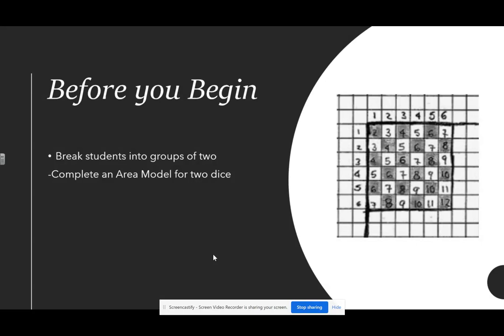I then would break the students into groups of 2. While in those groups, they would create an area model for the rolling of 2 dice. I will state that in order to make an informed decision on who they want to draft, they need to understand the numbers and probability. Once they complete the area model, I will have them discuss what the best odds for winning were.